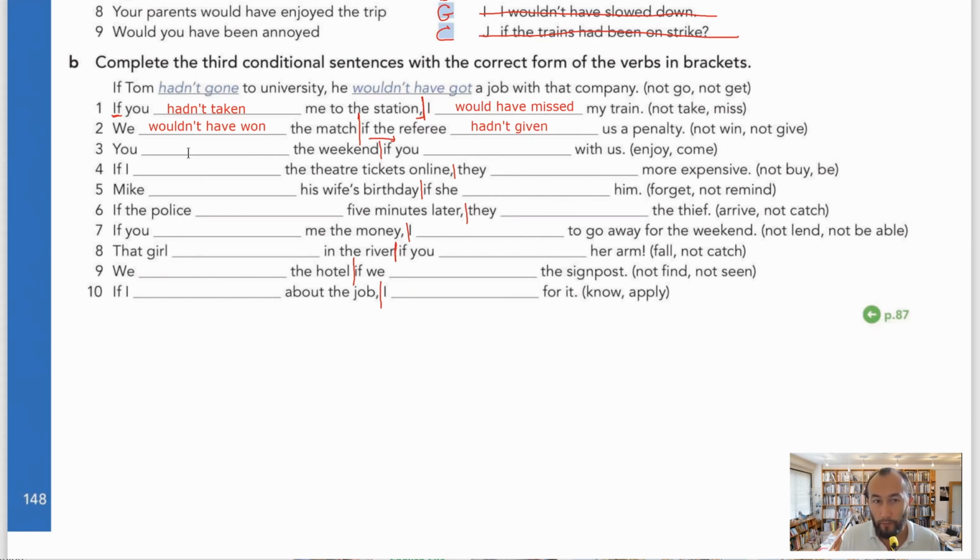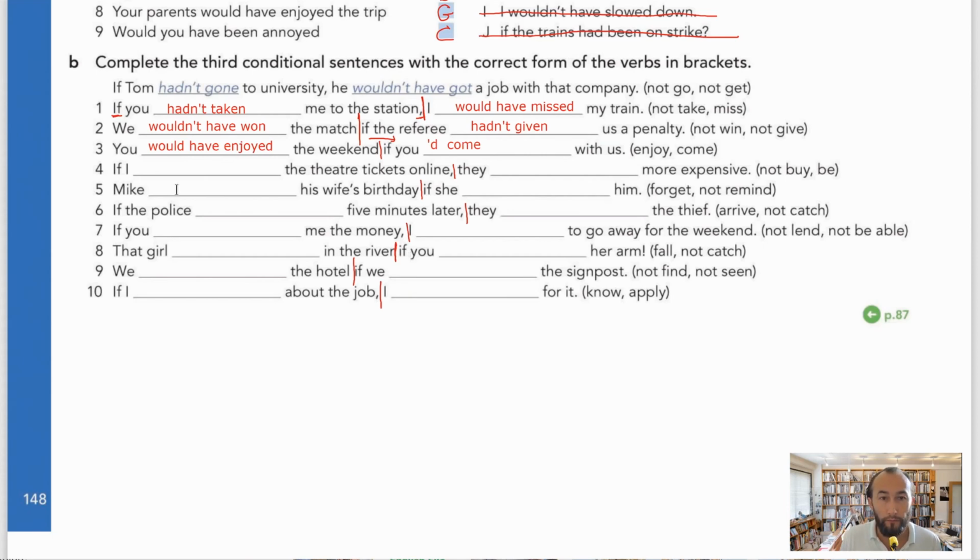Number 3, again, the second part is the if clause. So the first part is a result, which means would have plus past participle. So you would have enjoyed the weekend if you, now come, past perfect, if you had come. Let's make a contraction this time. So we're going to write if you'd, with an apostrophe D, like that. If you'd come with us.